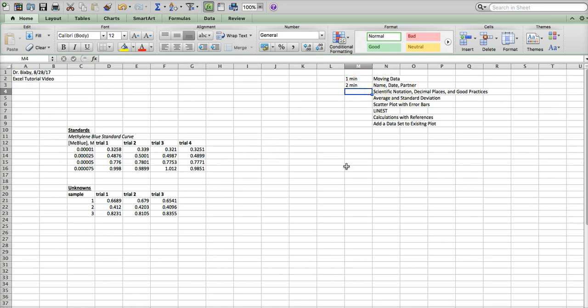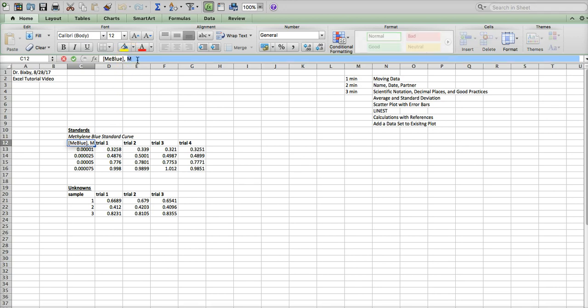Alright, the next thing I'd like to talk about is scientific notation, decimal places, and general good practices for upkeep of an Excel spreadsheet. The first thing I will call your attention to is that I have labels for every column, every bit of data that I have here. So what this label is, the brackets mean concentration of, and so I've got concentration of methylene blue. You can see the whole word spelled out there, methylene blue. And then there's a comma and there's this capital M, and that doesn't stand for methylene blue, that stands for the units of concentration, which is molarity.